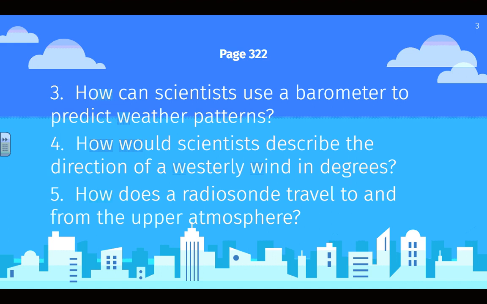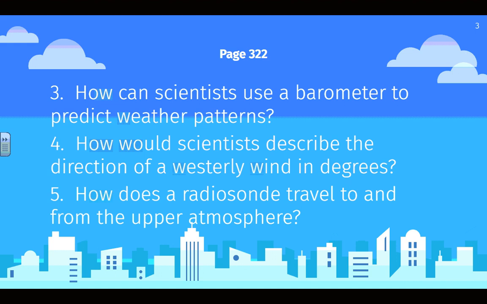Question number 3. How can scientists use a barometer to predict weather patterns? They can look for decreases in pressure that happen before a front.